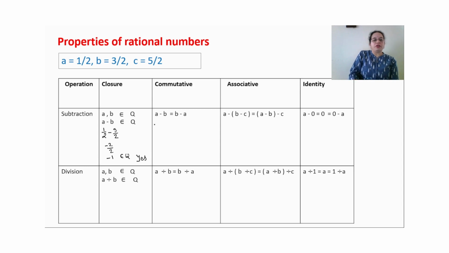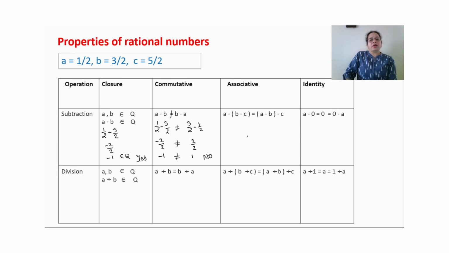Now come to the commutative property. So 1 by 2 minus 3 by 2, your answer is minus 2 by 2, and here the answer is minus 1. Now value of b is 3 by 2 and value of a is 1 by 2. Subtract this, you will get 2 by 2 and your answer is 1. It means these two answers are not equal. So we can say that no, we cannot observe commutative property in subtraction.